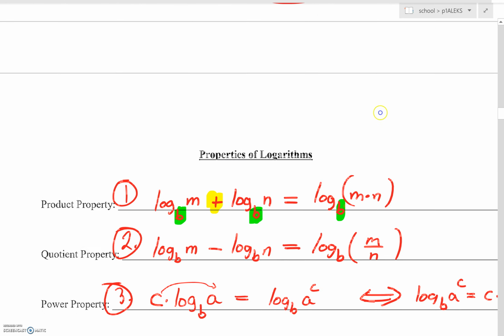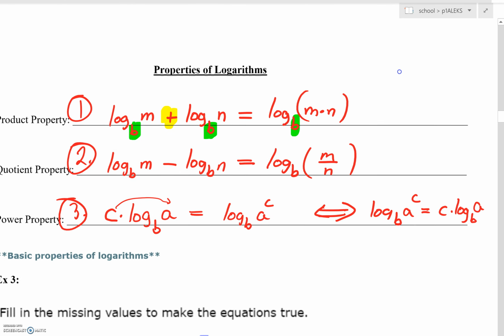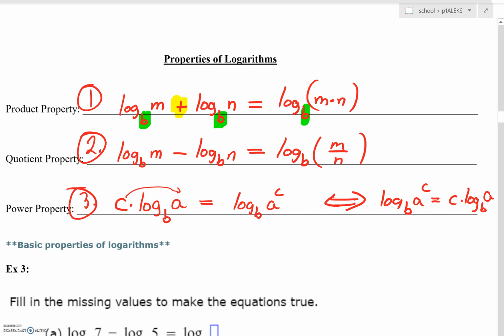All right, well, the properties of logs. There are 3 of them that we'd really like to highlight. The product property: if you're adding 2 logs, here we have number 1. If we're adding 2 logs, that's log base b of m plus the log base b of n. You may combine them, you may condense them into one. That's the log base b of, and now you can multiply their insides, m times n.